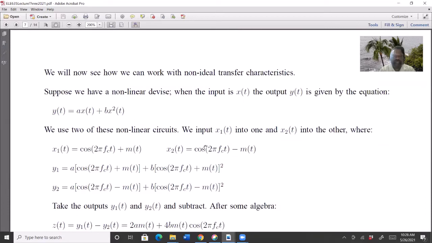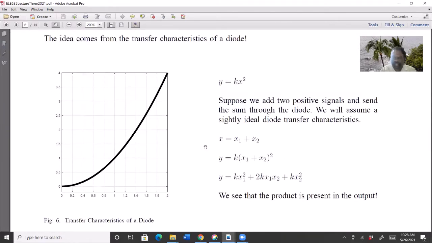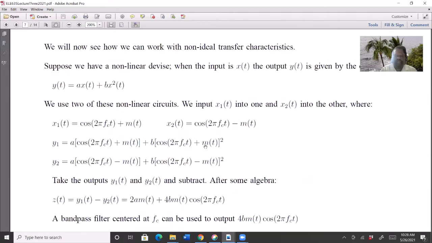So in one of the slightly more sophisticated methods, this is what we do. We consider a slightly more complicated nonlinear circuit. It's not just kx squared, there is a linear term as well. So we have a nonlinear device and its transfer characteristic is y is equal to ax plus bx squared.